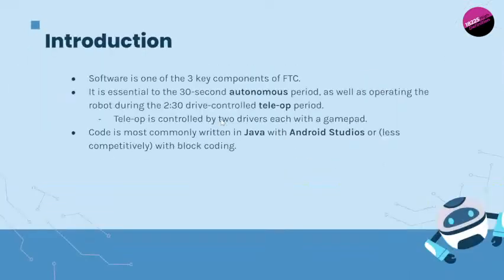Okay, so a brief overview. As an introduction, software is one of the three components of FTC, right? The first one is mechanical, which also includes CAD. The second would be software, and the last one would be all the non-technical stuff like outreach. It's really important, and it really stands out in the 30-second autonomous period. At the very start of any FTC match, there's a 30-second autonomous period where it's completely pre-written code and it's not operated by any humans. And then during the rest of the match, which is 2 minutes and 30 seconds, there's a teleop period.